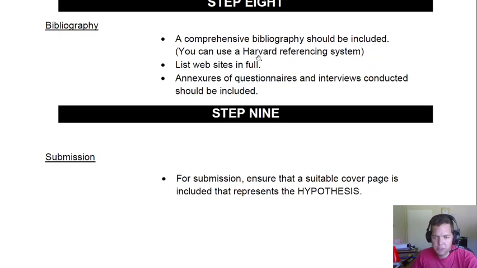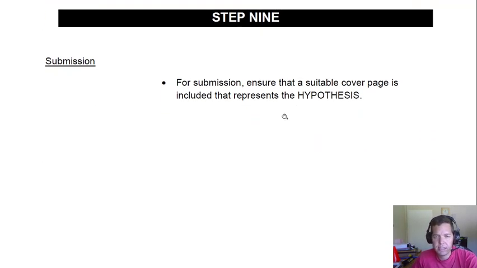Step 8 is putting, as we discussed, your bibliography together, listing all your websites and your sources, and you should use the Harvard system, which I'll explain later. And then you submit it, and you put together a nice cover page for it that represents your hypothesis as well. Okay, so those are your 9 steps, and we'll leave it at this point until we go into some examples of some actual topics that might help you.